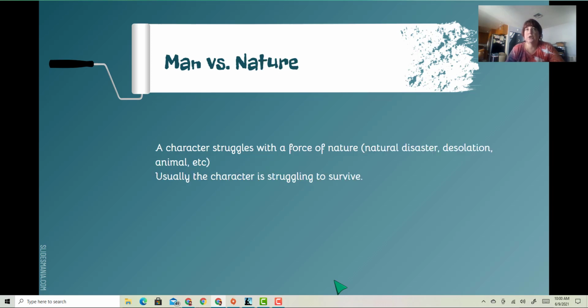Man versus nature is when a character struggles with a force of nature, natural disaster, desolation, an animal, etc. So those of you who are wondering about man versus animal, there you go. Usually in these stories, the character is struggling to survive against this force of nature.